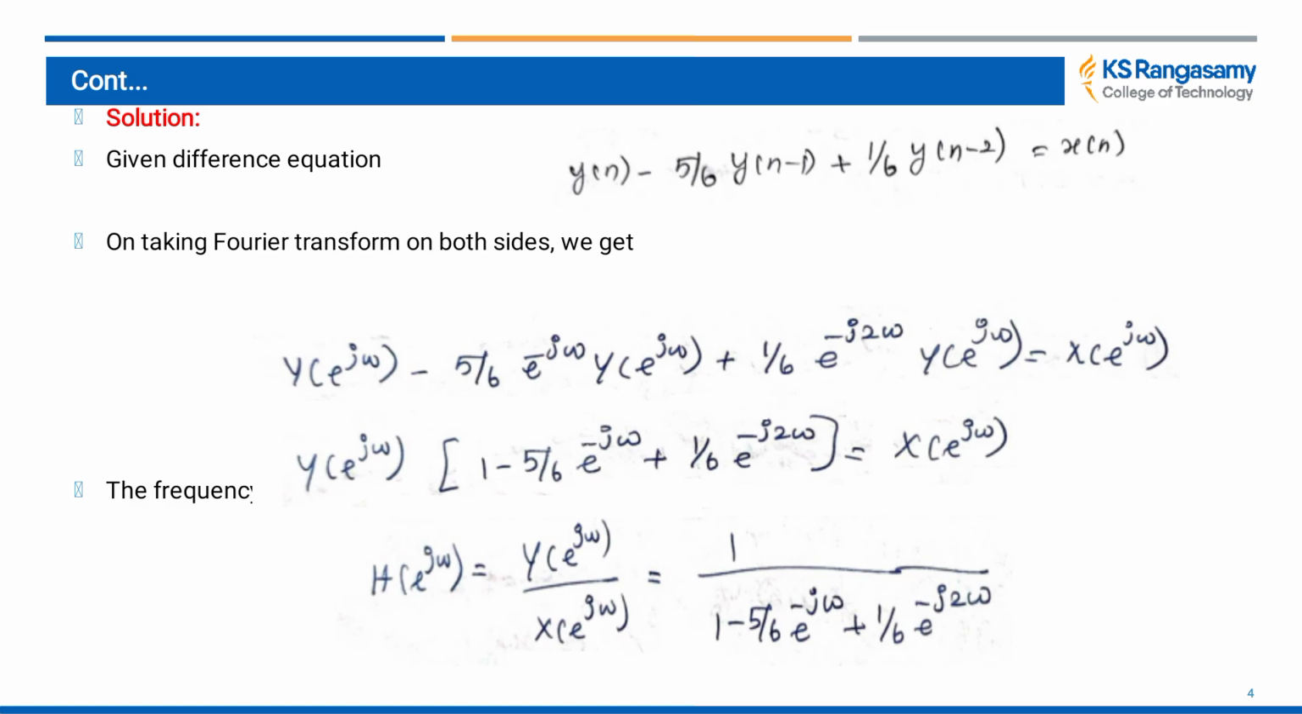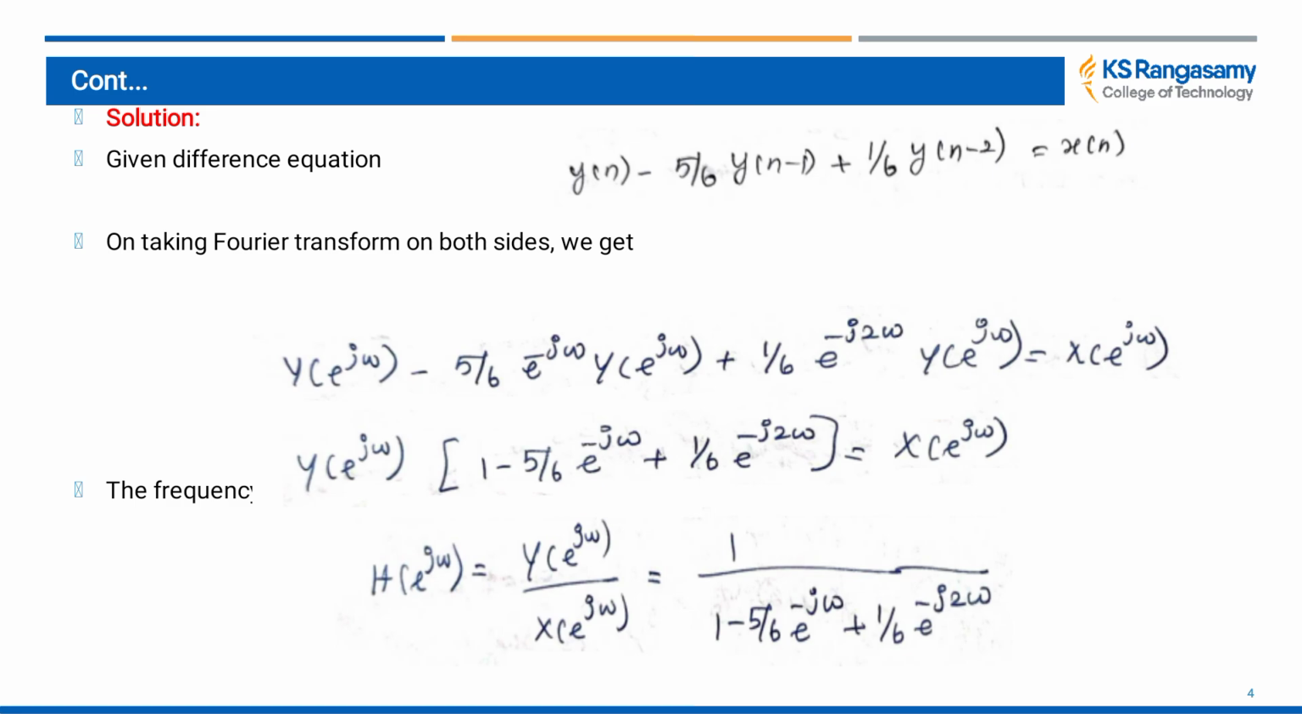omega Y of e power j omega, and plus 1 by 6 y of n minus 2, so here it is y of n minus 2, so we are substituting e power minus j2 omega into Y of e power j omega. If the question has y of n minus 3, then instead of y of n minus 3, we have to substitute e power minus j 3 omega into Y of e power j omega.